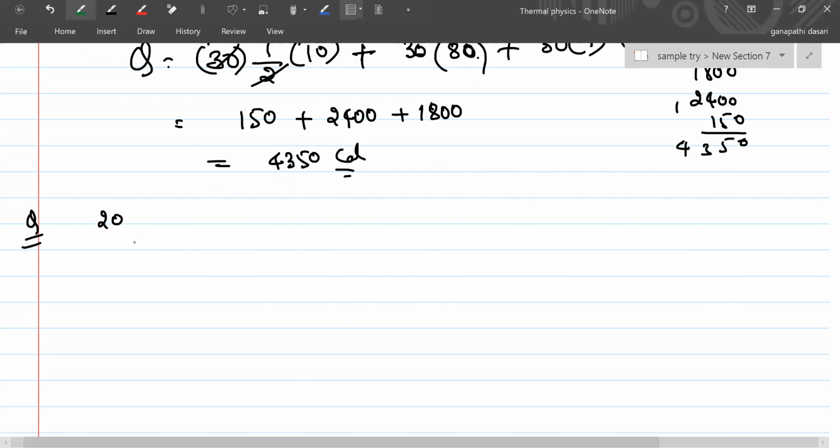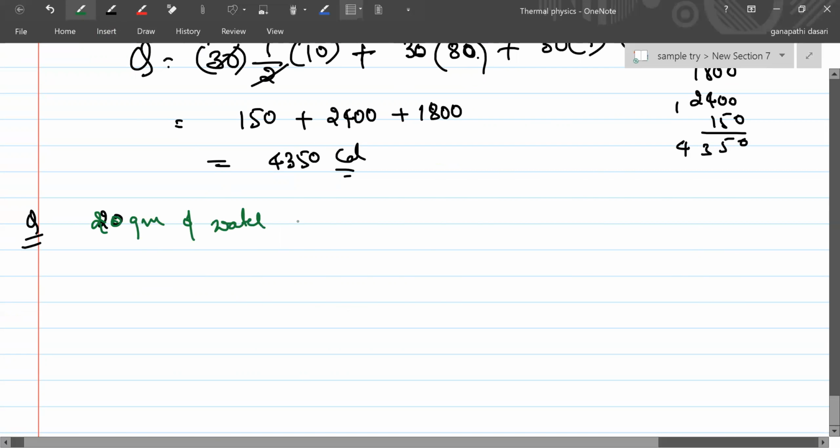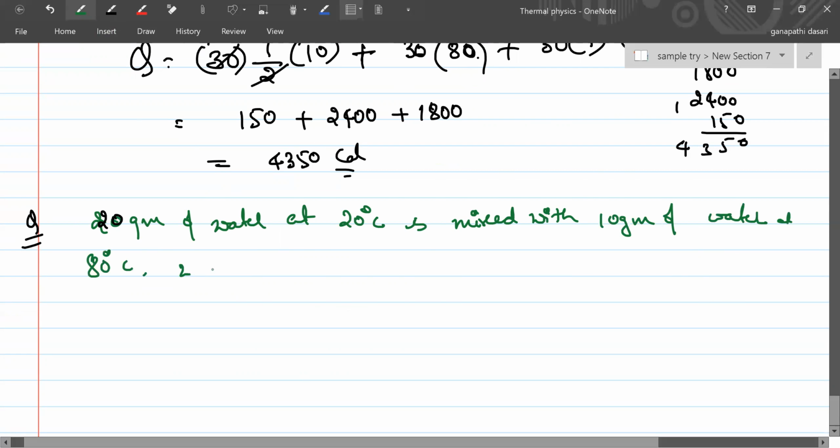Question: 20 gram of water at 20 degrees Celsius is mixing with 10 gram of water at 80 degrees Celsius. What is the final temperature? Can you try solving this question?